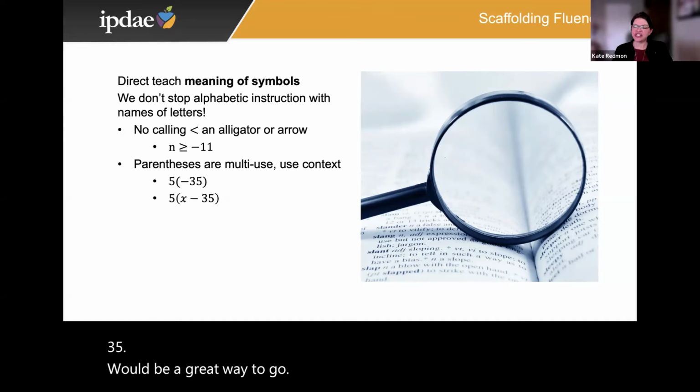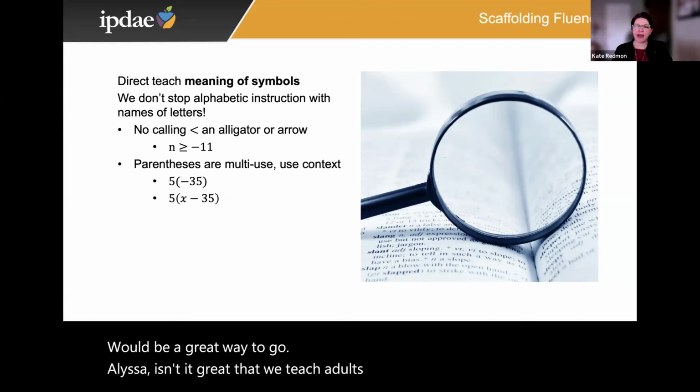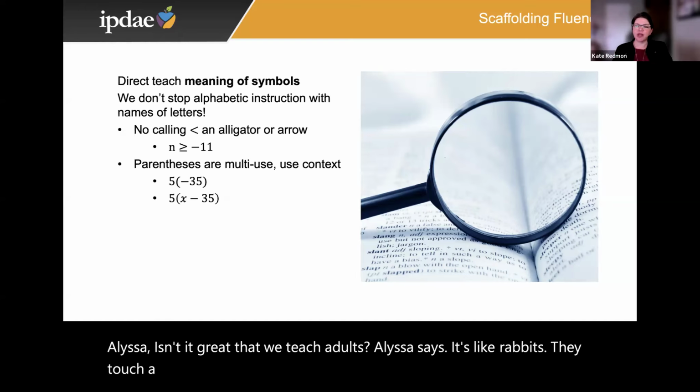Alyssa, isn't it great that we teach adults? Alyssa says it's like rabbits. They touch a lot. They also multiply a lot. Bingo. All right.